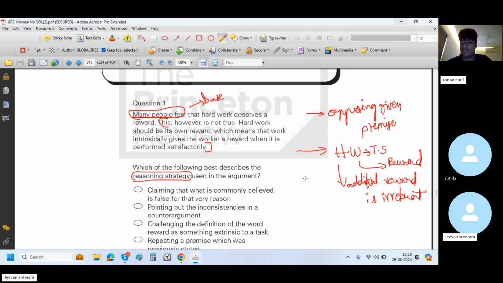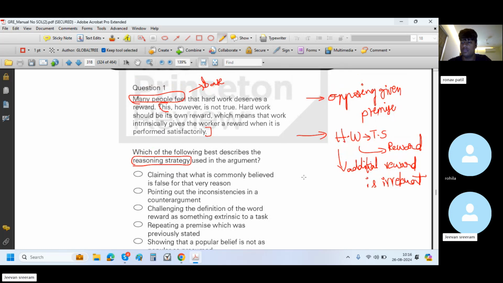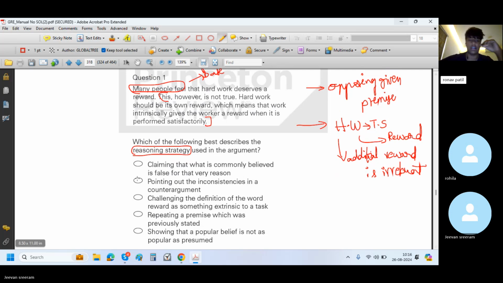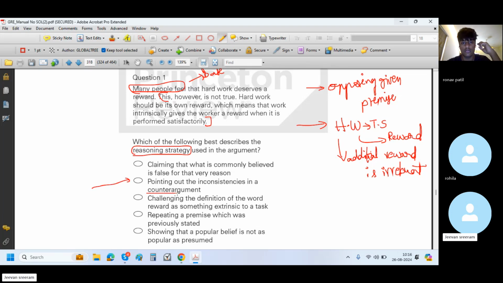Now check the answer choices. What's the option you have picked? I thought it's either B or C, sir. I wasn't sure which one. So B: pointing out the inconsistencies in a counter argument. So where is the counter argument? I can see evidence and the author's opinion. Won't the author's opinion be a counter argument?